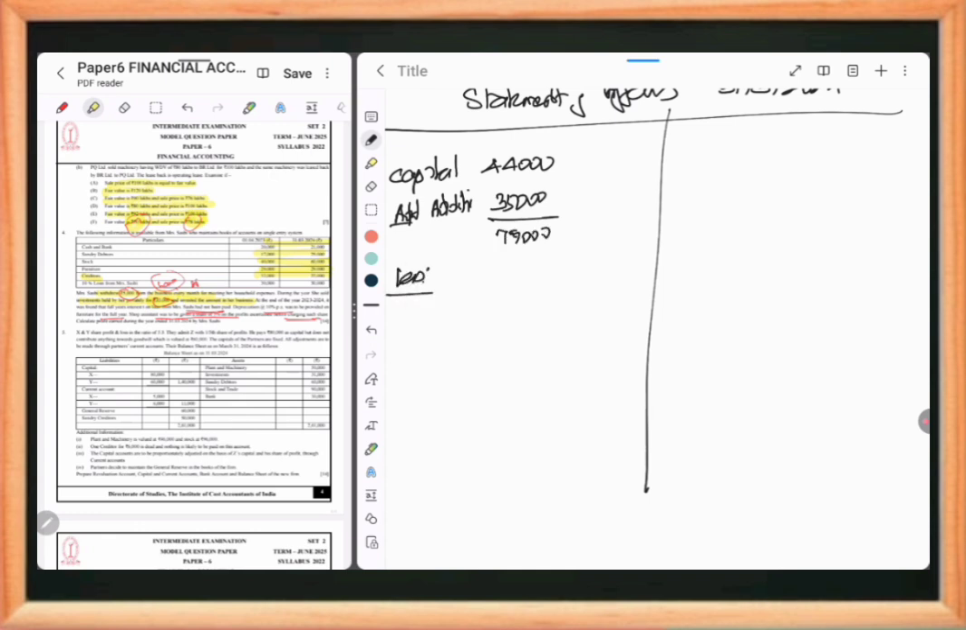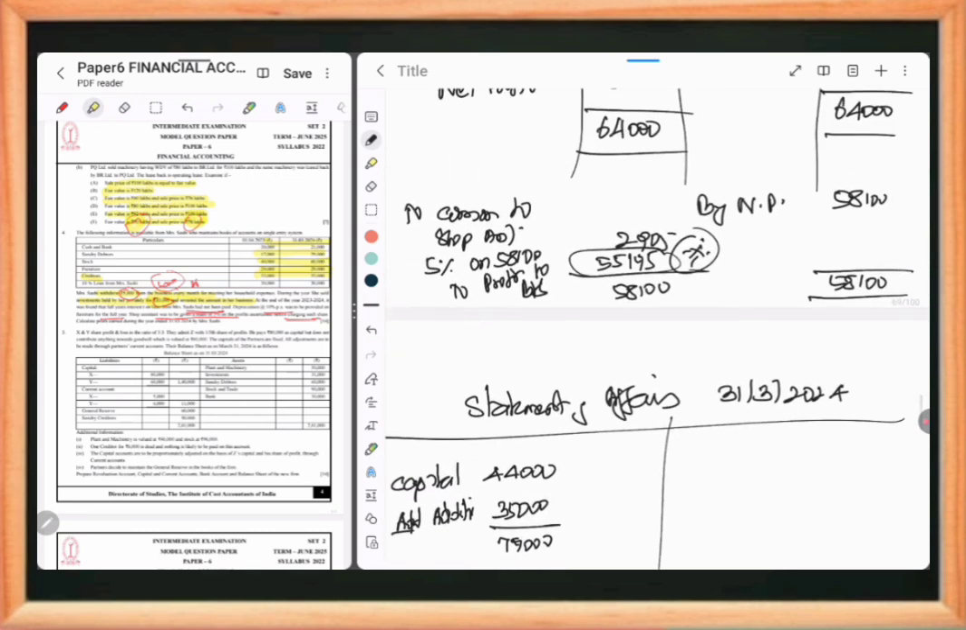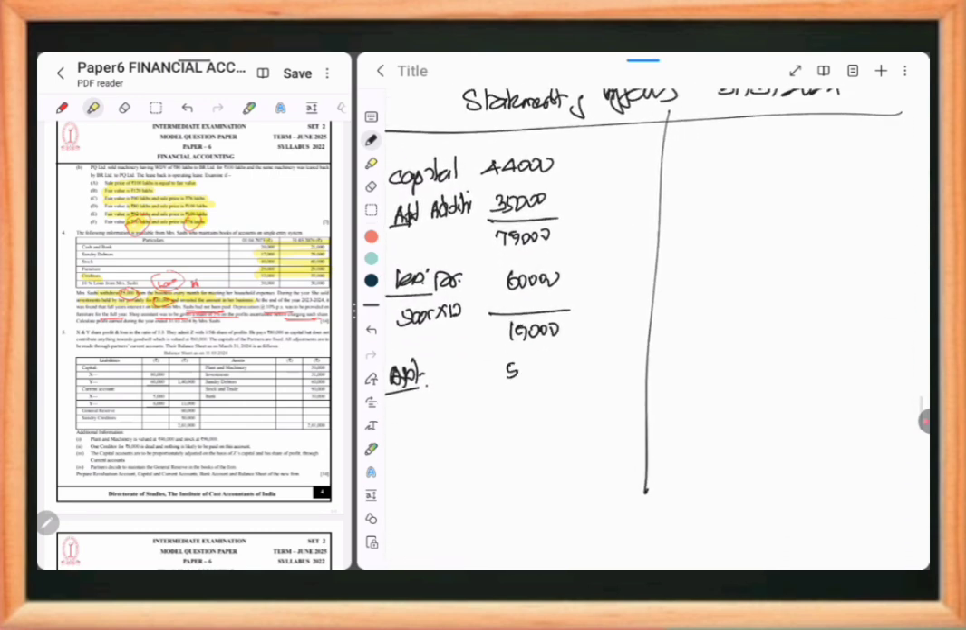How much drawings? Every month he is drawing 5,000 for 12 months. So drawings, 5,000 into 12, that is 60,000. So the balance is 19,000. Add net profit, we found that amount, how much? 55,195. So 55,195 we have to add. If we add to 19,000, the answer is 74,195. So creditors, what is the creditors value? The same amount, there is no change, 22,000.